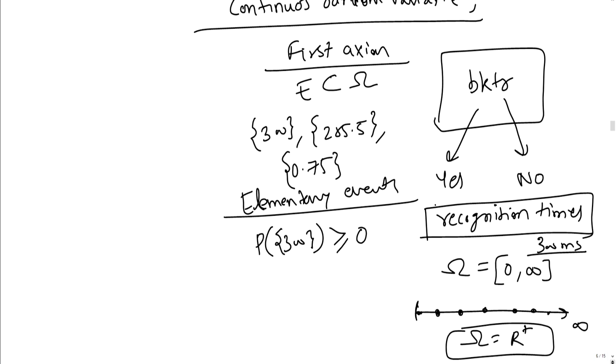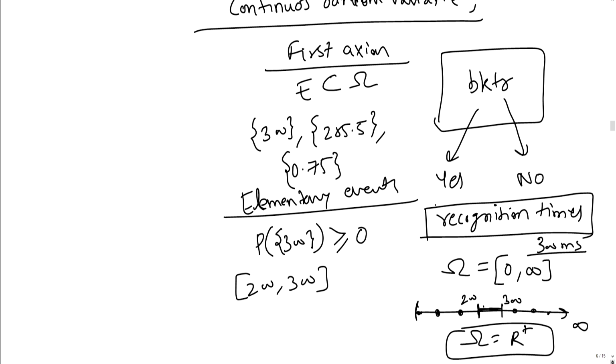What are the other kinds of events that can exist here? What is an event, by the way? An event is a possible subset of your sample space. Now, all these points are possible subsets of your sample space. But you can think of another kind of subset, any line segment or any interval on this real number line. Let us say this interval between 200 and 300 milliseconds. You can call this an event where you obtain a recognition time between 200 and 300 milliseconds. So, this is a possible event.